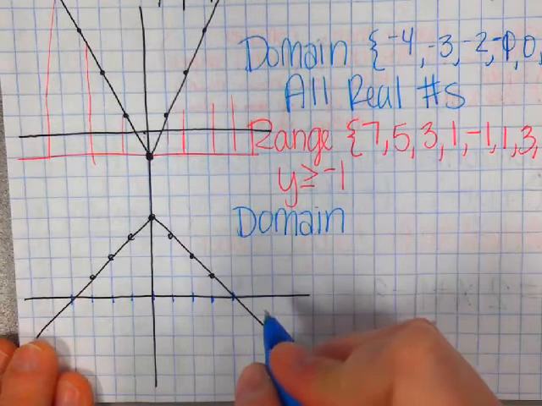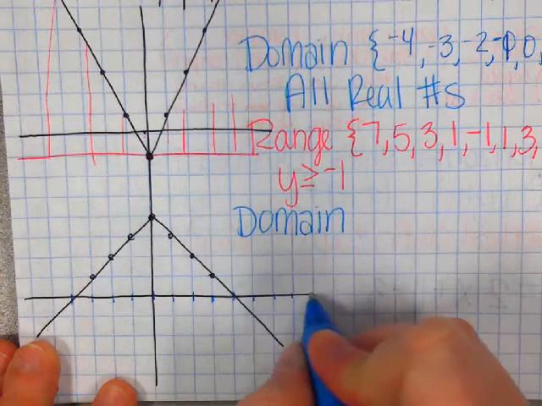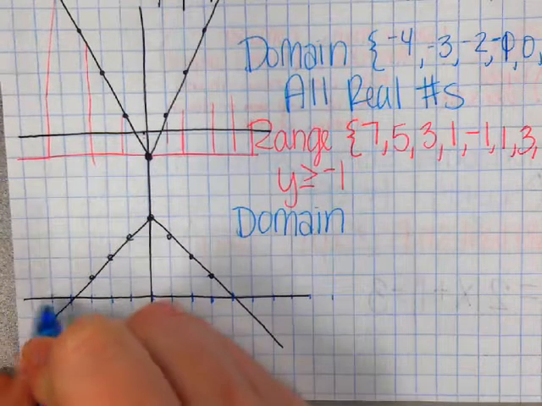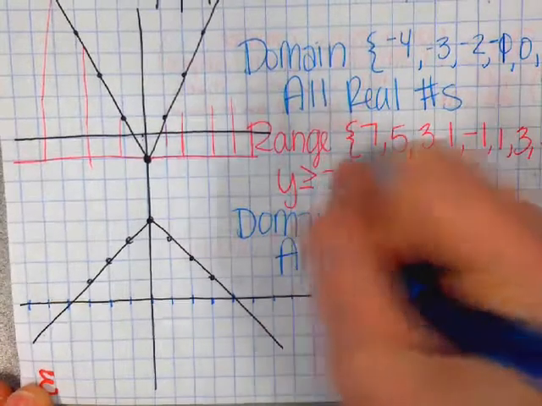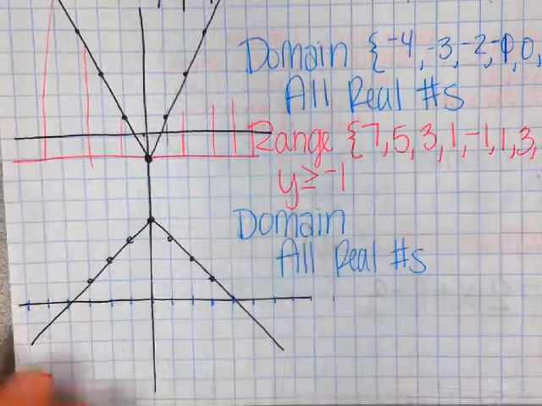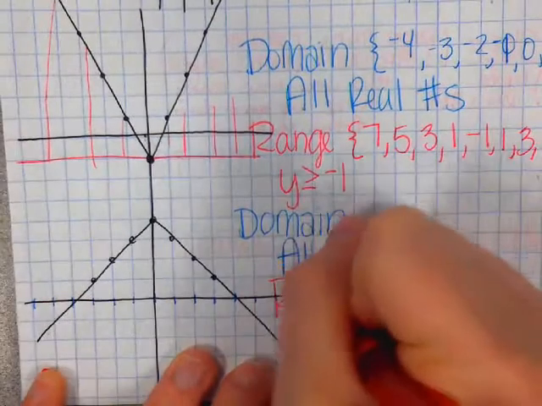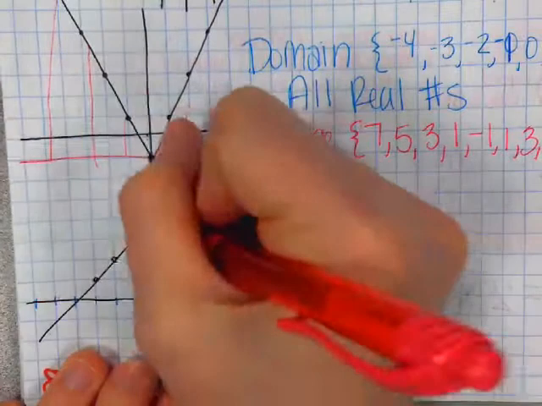Then think about, can you have more than that? Can I have a -4 x value? Can I have a +4? Could I keep going this direction and there still be a part of the graph every single time? Yes. So again, domain is all real numbers. Okay, range.